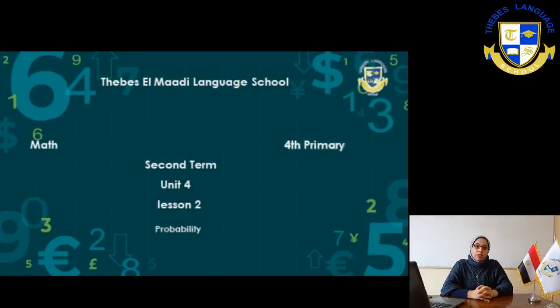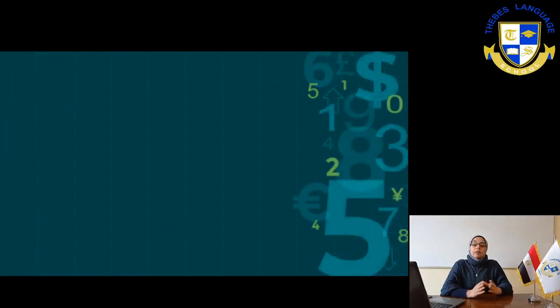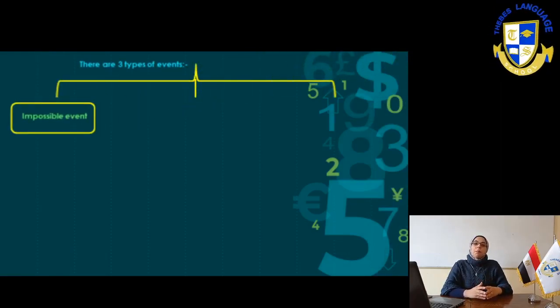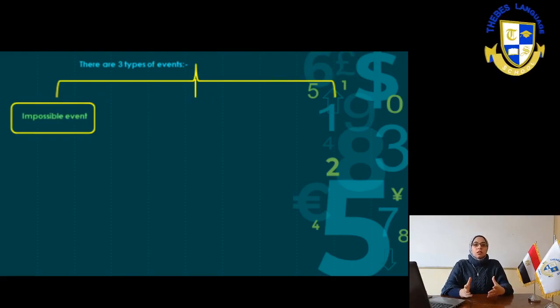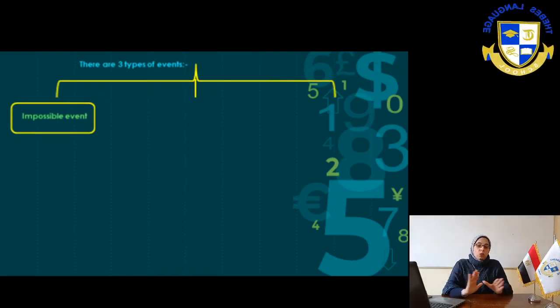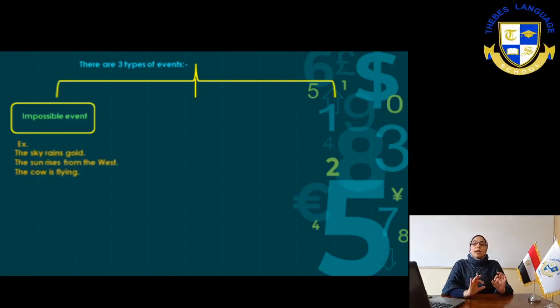Today we are going to explain a new lesson in Unit 4, Lesson 2, the probability. We have three types of events. The probability means we have some events that maybe happen, maybe not, or we are sure that it will happen, or it's impossible to happen. So, we have three types of events.